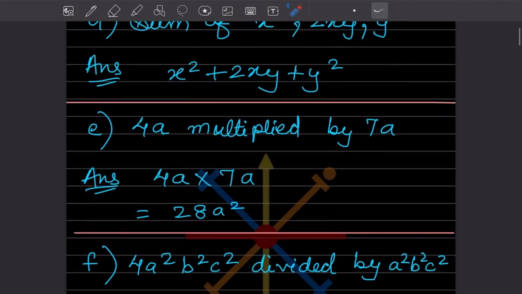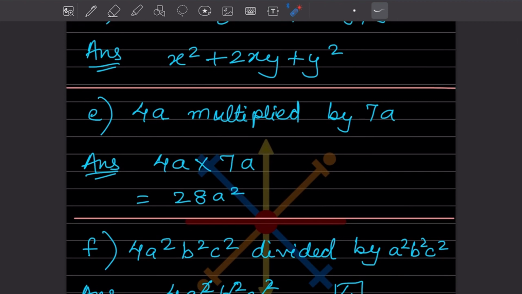This is simple. Now 4a multiplied by 7a. Just simply 4a multiplied by 7a. And here you can write 7 4s are 28 and a into a, that is a square. Okay, and one more thing in exponents we are going to do. A means here there is a power 1, and again here a means the power is 1. So here the power becomes 1 plus 1, that is going to be 2.